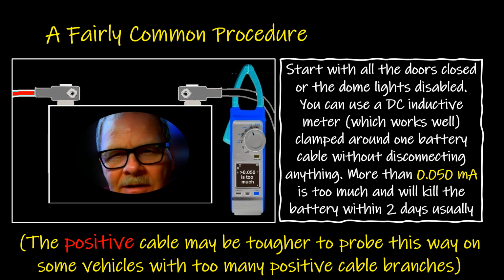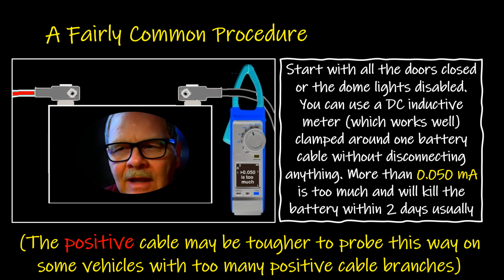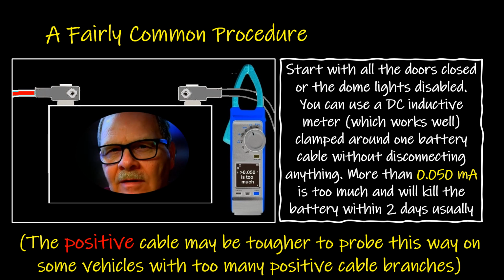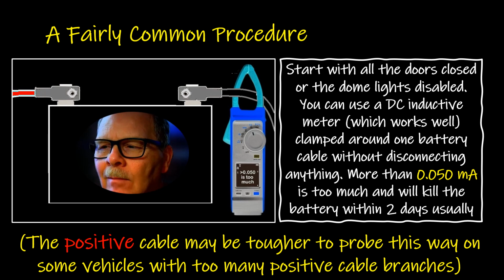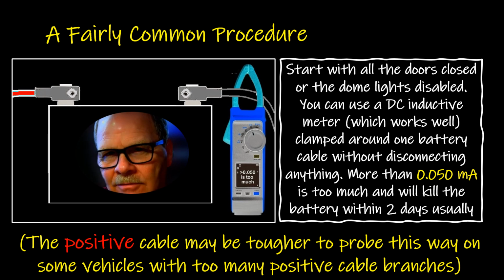Remember that. The arrow on the tool is going to be pointing away from the battery, because that's what the current flow is based on, according to what the tool manufacturer did. More than 50 milliamps is too much, and you need to find out what's going on.